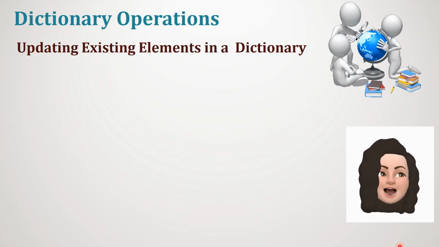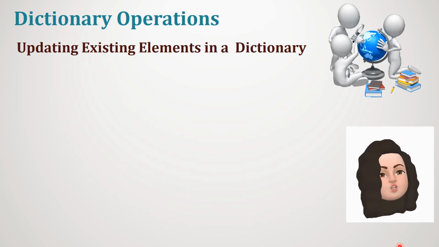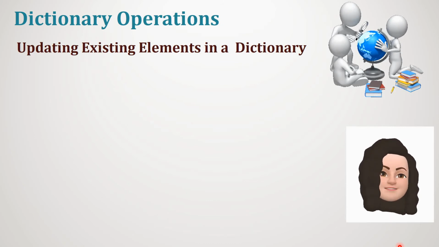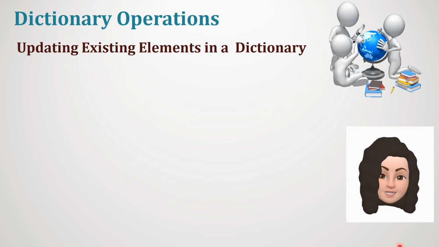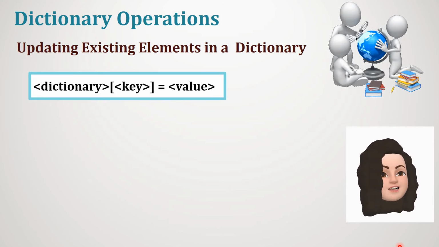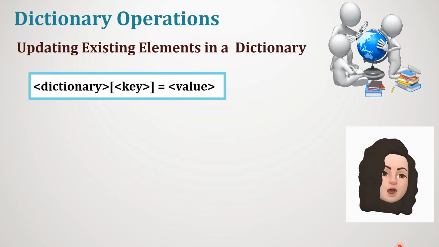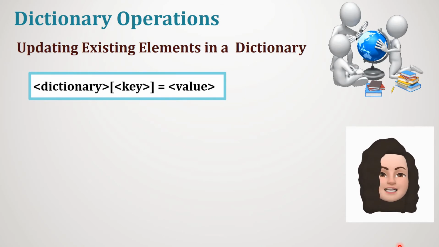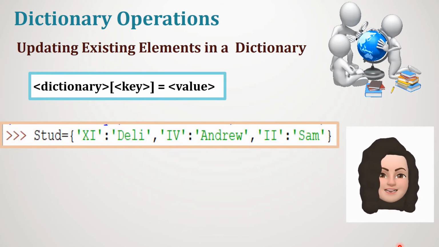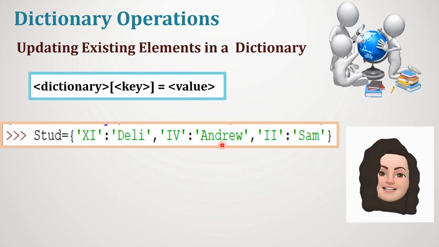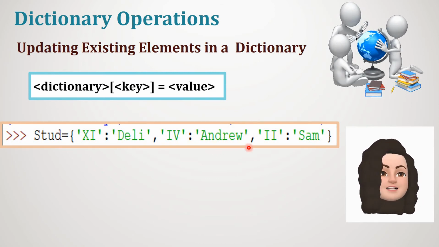To update existing elements of a dictionary, that is to make a change in the elements of the dictionary, we have to use the same syntax. Name of the dictionary, within square brackets specify the key for which the value has to be changed, equal to the new value. So look at the example. STUD is a dictionary we have created with 3 pairs, and now I want to change the value of the key 4. So what is the value of the key 4? It is Andrew. Now I want to change this value to Joe.